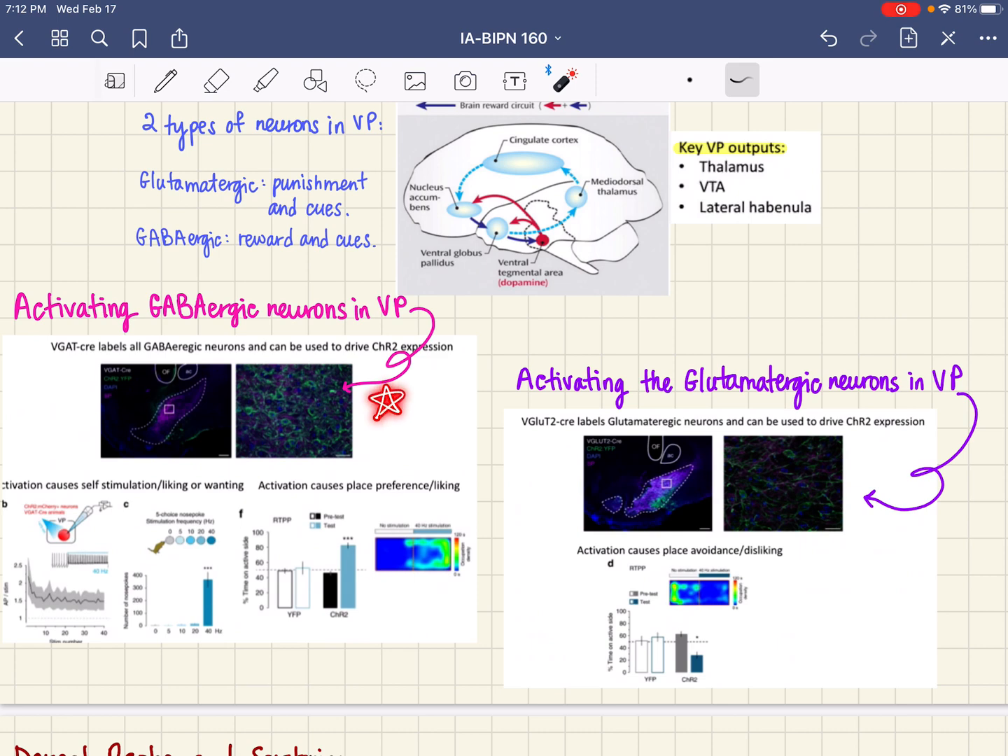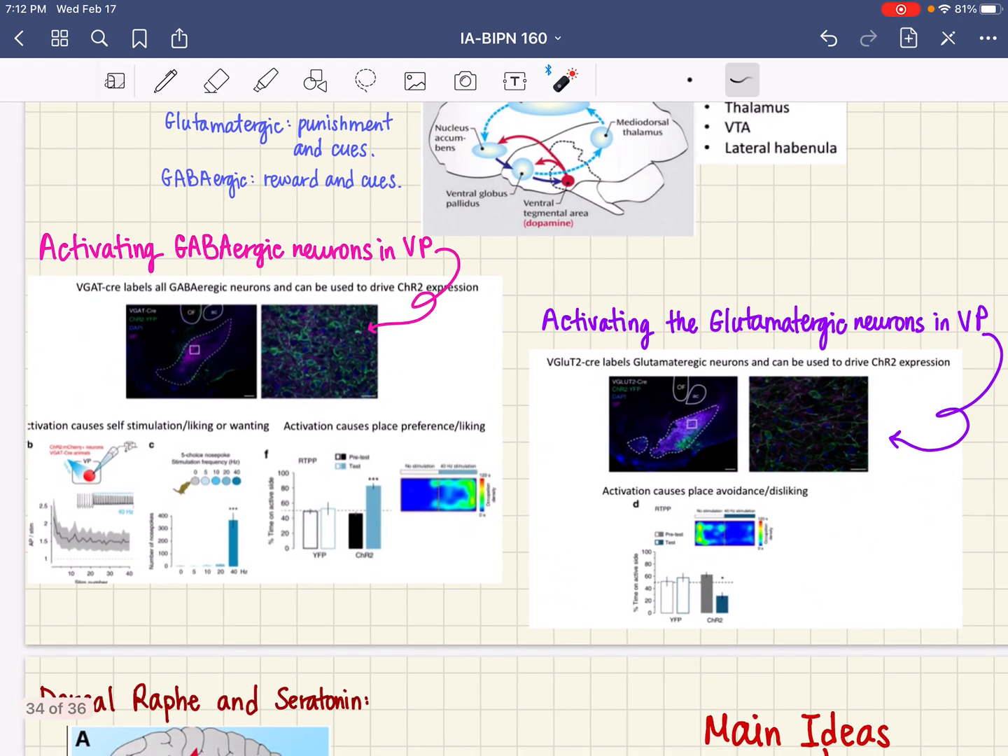So in this experiment right here, they took VGAT, I think it was just a protein that is present in the VP. So they attached Cre to it, and then Cre was able to induce the expression of channel rhodopsin, and channel rhodopsin was expressed in the GABAergic neurons of the VP only. Okay, so that is the first step in this experiment.